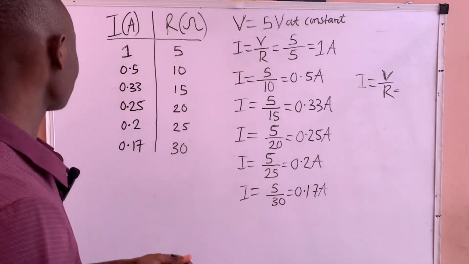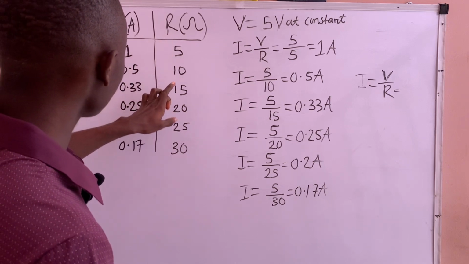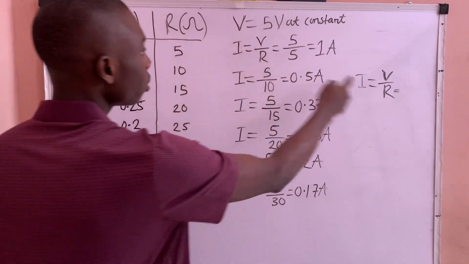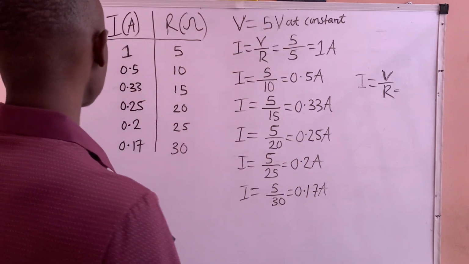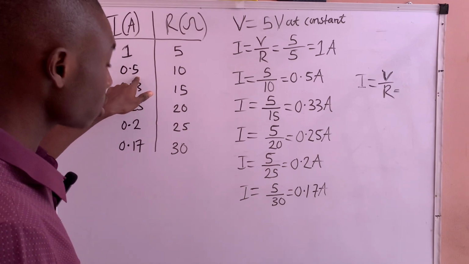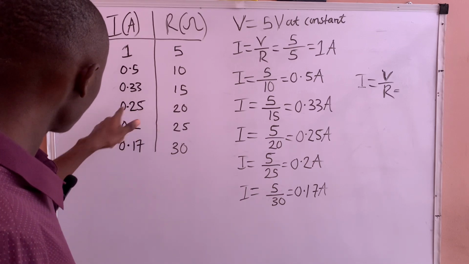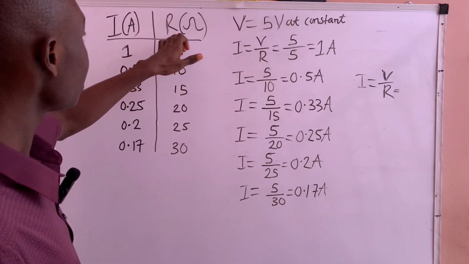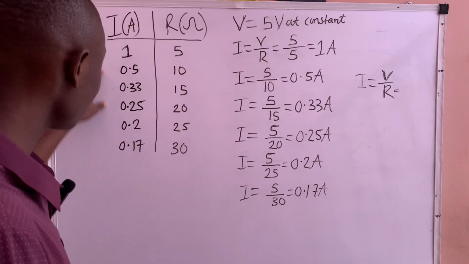So what do you observe? When we increase the value of resistance by 5, 10, 15, 20, 25, and 30 at constant voltage, when voltage V is kept constant at 5 volts, what happens to current? Are you seeing the value of current, 1, 0.5, it's decreasing, 0.33, 0.25, 0.2, and 0.17? That means increase in resistance at constant voltage, the value of our current decreases.